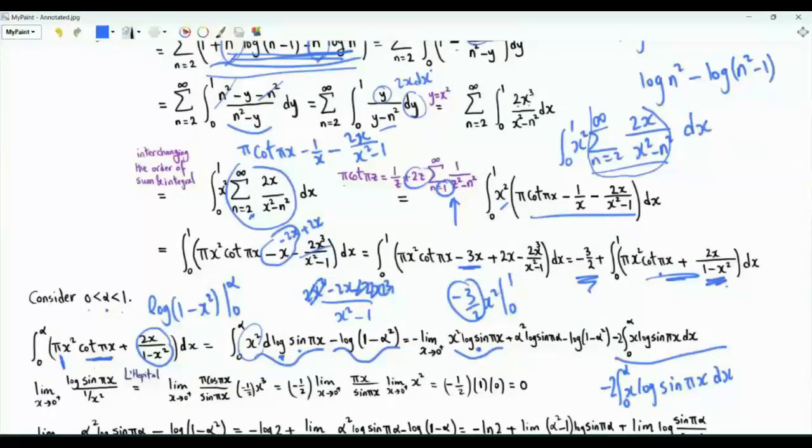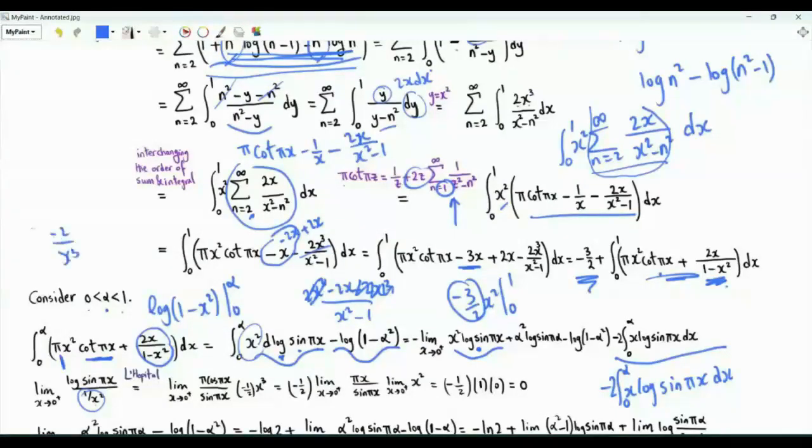Let's investigate this limit. The limit as x approaches 0 from above of log sine pi x times x squared, here written as log sine pi x divided by 1 over x squared. If x is 0, sine 0 is 0, and as the argument of the logarithm approaches 0 from above, the logarithm approaches minus infinity. Downstairs, as x approaches 0, 1 over x squared tends to infinity. We have an infinity over infinity situation. We can apply L'Hopital's rule. The limit is equal to the limit of the ratio of the first derivatives.